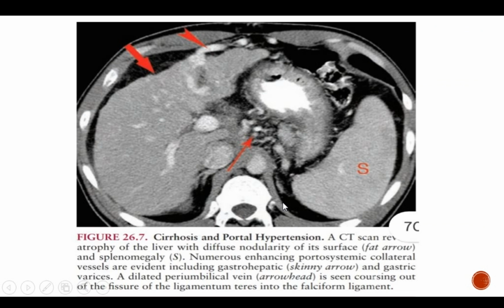Now, regarding the criteria of cirrhosis on CT scan, first of all, the liver is shrunken, as we can see. Second, there is nodularity of the surface. And third, we can see ascites. What about the spleen? In cirrhosis, you don't have splenomegaly? Yeah, we should have it, at least in the moderate stage. Not in the early stage, not necessarily.